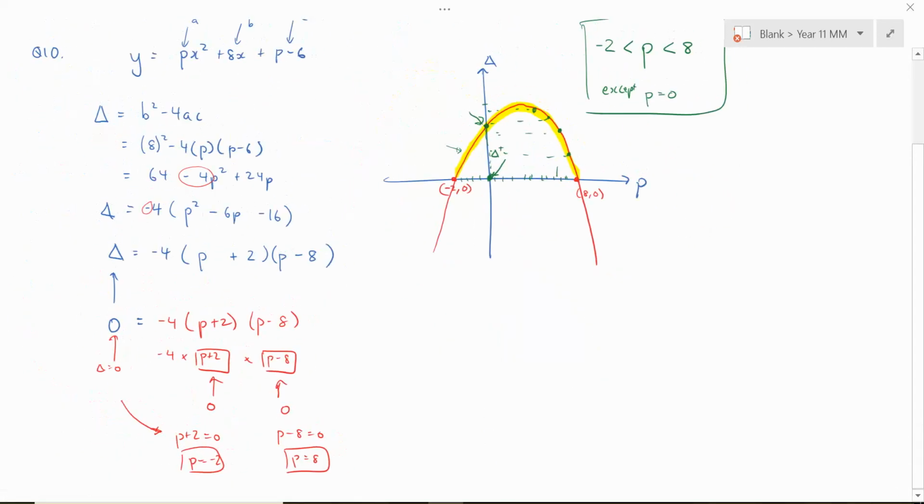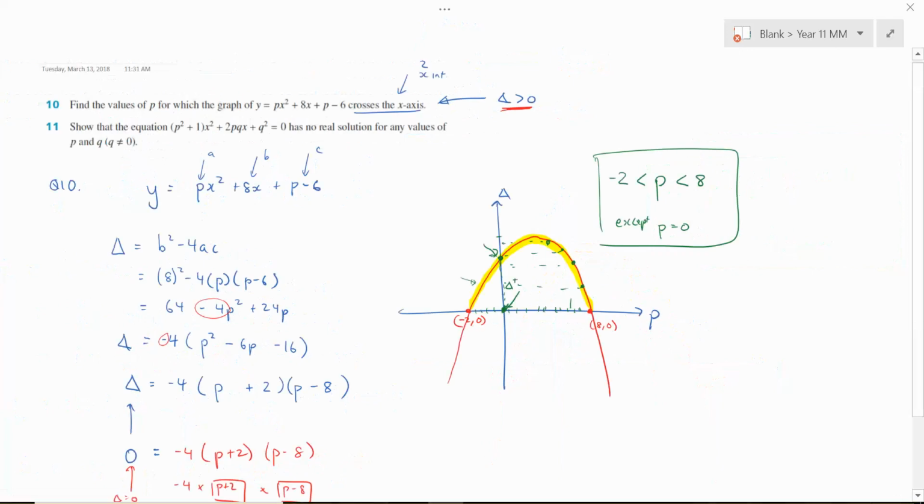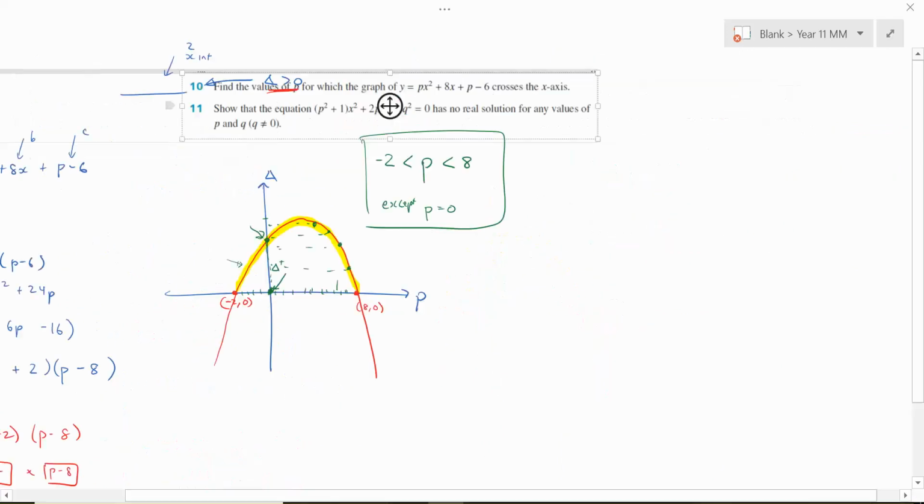Just be mindful of those because they come up quite often. Be careful. The coefficient of x squared, you can't have that equal to 0, because then you won't have a quadratic equation. Sure? Now, question 11.